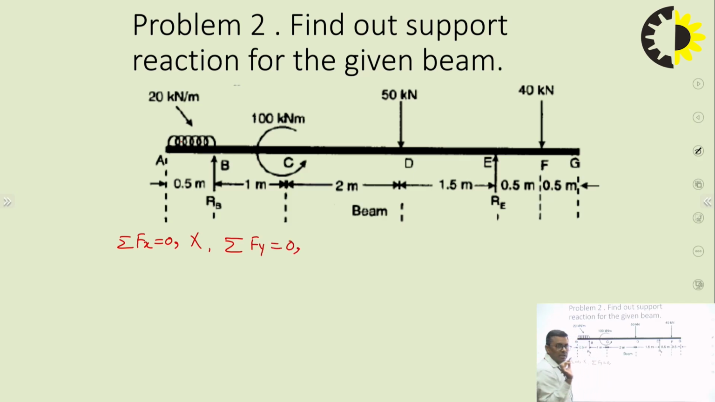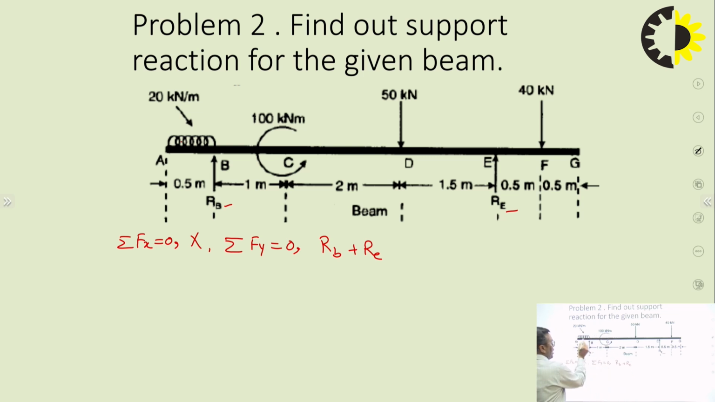Now after doing the first question, we are slightly experts. So what are the forces in the vertical direction? I am observing RB and RE. These are the two upward forces. So I am writing RB plus RE.